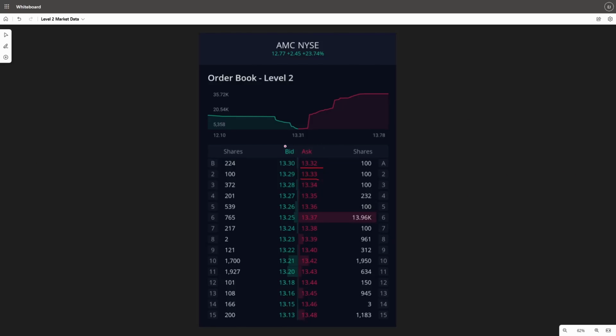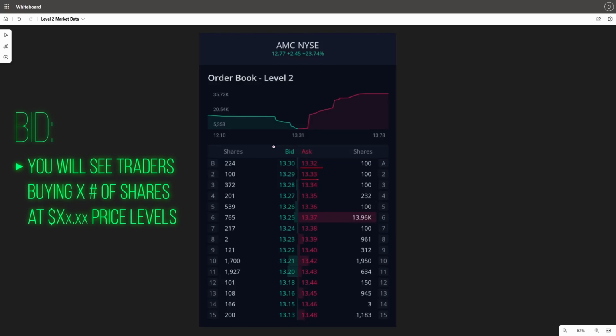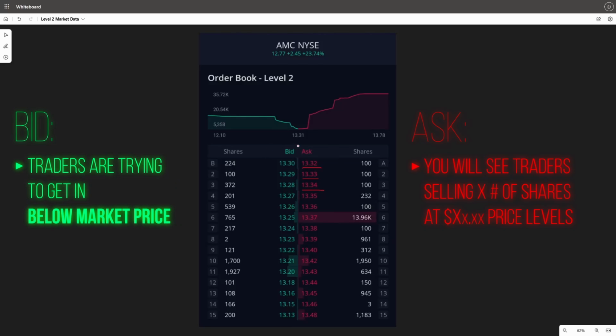The main points for the bid and the ask are the bid is where traders are buying shares, and you'll see the orders at what levels traders want to buy their shares at. For the ask side, these are the guys who want to sell their shares, and you'll see the levels that they want to sell at above the market price. So bids are traders trying to get in below the market price. The ask is people trying to sell above the market price.